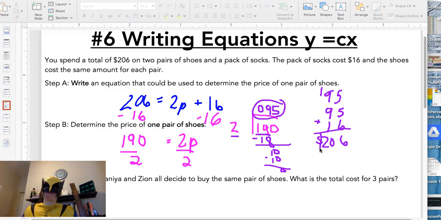So while I'm out getting bad boys, I also need to make sure that I get my shoes and my socks. I spent $206 total. This equation helps us see all of this.